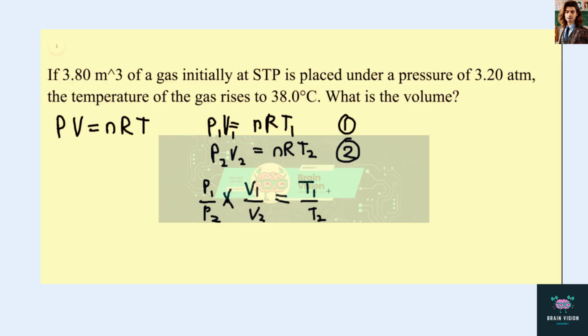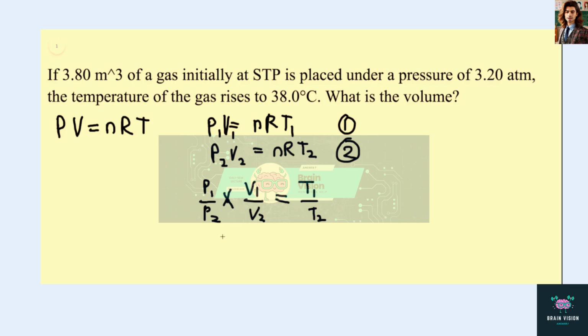And so we are going from pressure 1, which is at 1 atmosphere, and pressure 2, which is at 3.2 atmospheres. So we don't need to do any unit conversion because these are just ratios. We're just interested in the ratios between the different volumes here.